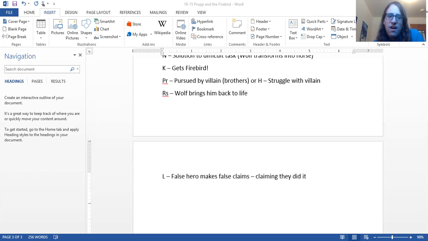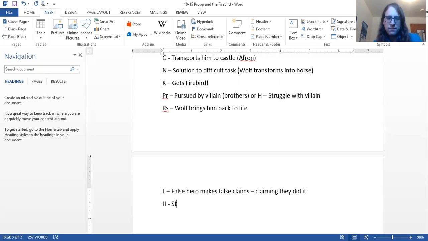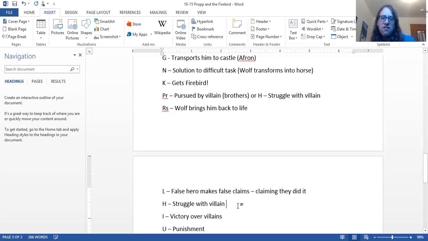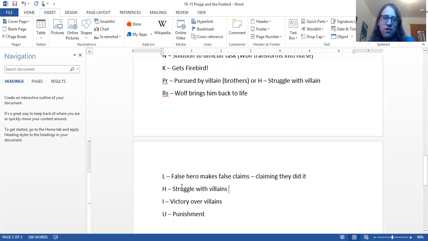And now they chase the elder two brothers, and I think this is maybe a good time for a struggle with the villain. There is a conflict with the villain, but you also want to mention punishment. So I could see it either way. Struggle with the villain, and I think we'd also want to add victory over the villains because he does defeat them. So this is like one action that could fit into all these categories at once: struggle with the villains, victory over the villains, and punishment of the villains.